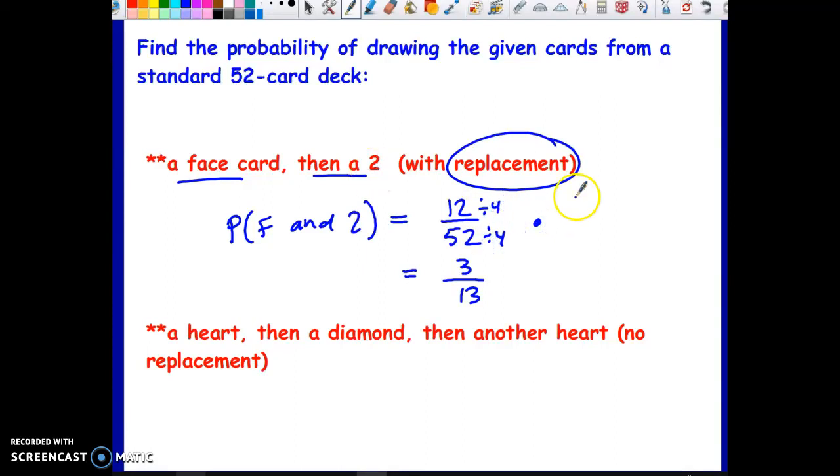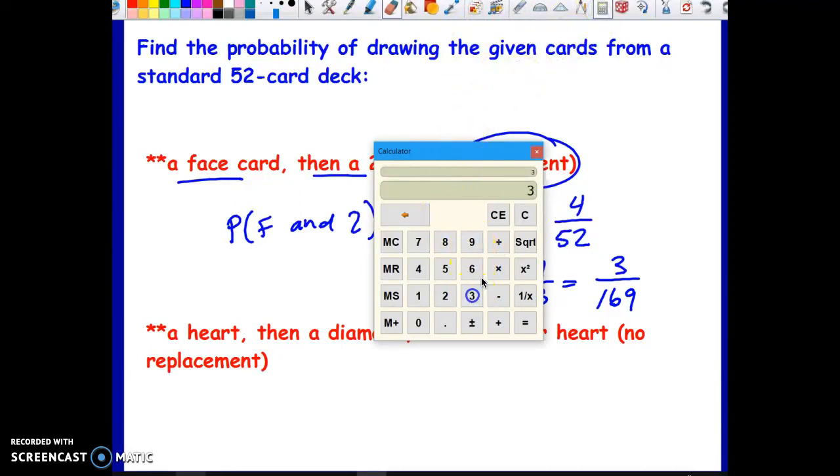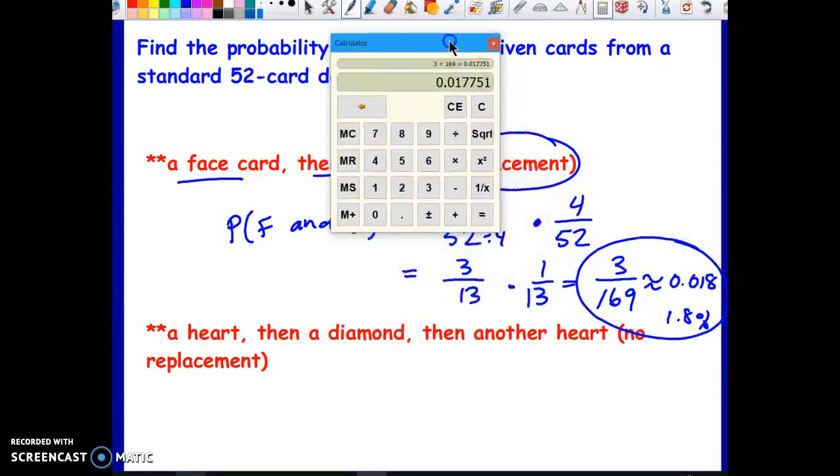Multiplied by the probability to get a 2. There are 4 2s out of the 52 card deck. That's 1 out of 13. So I get 3 out of 169. If I reduce that, I don't think I can reduce that. Never mind. It's 3 out of 169. Let's just do the division then. So 3 divided by 169. That's going to be a little under 2%. So it's going to be about 0.018 or 1.8% chance. Okay?